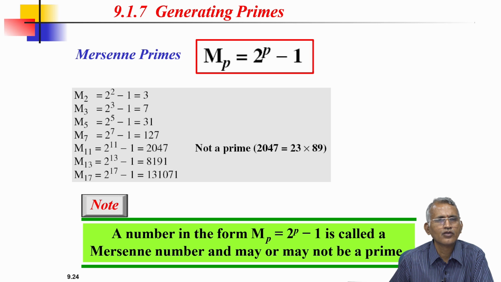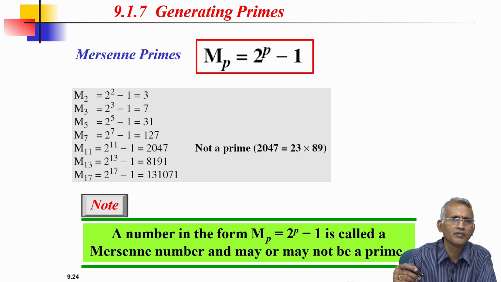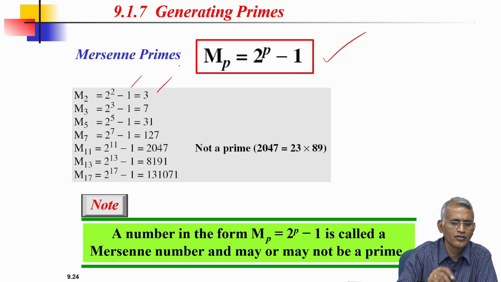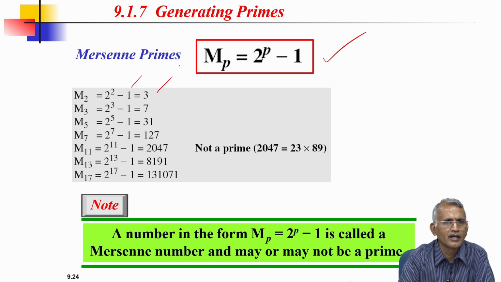Now, we have to generate the primes. Generating the primes is based on the Mersenne prime. The Mersenne prime statement is M suffix p equal to 2 power p minus 1. You start with p equal to 2. So, 2 square minus 1 equal to 3. If you take p equal to 3, 2 cube minus 1 is 7. If you take 5, 2 power 5 minus 1 is 32 minus 1, which is 31.